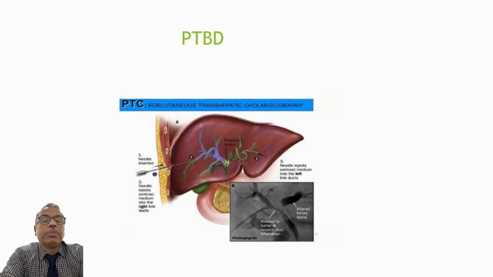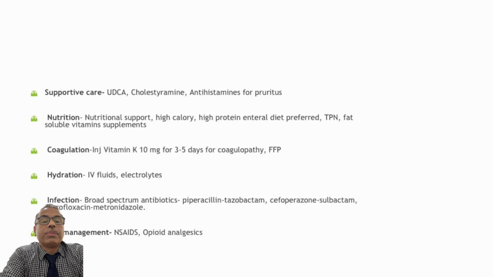This is what the PTBD looks like, where, as the name suggests, percutaneous. So from the percutaneous route, we cannulate the dilated intrahepatic biliary radicals, and then we can do different procedures: you can inject a dye and see the biliary anatomy. You can also put a stent, and we can also do biliary decompression by collection of bile externally.